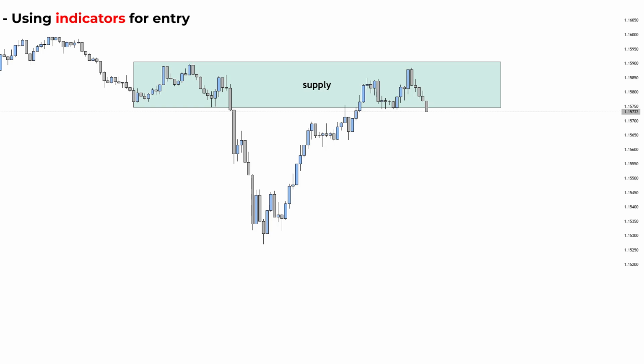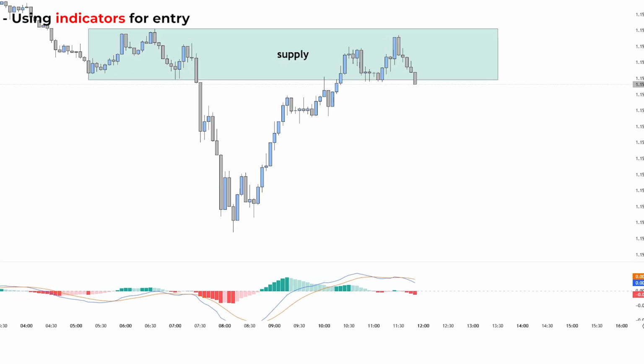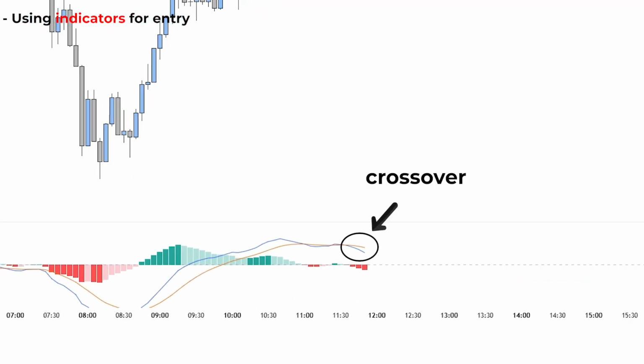Now, let's add the MACD indicator for confirmation. As the market comes back to the supply zone, notice how the MACD line crosses below the signal line. This bearish crossover is a signal that institutional algorithms often act upon, confirming a sell opportunity.